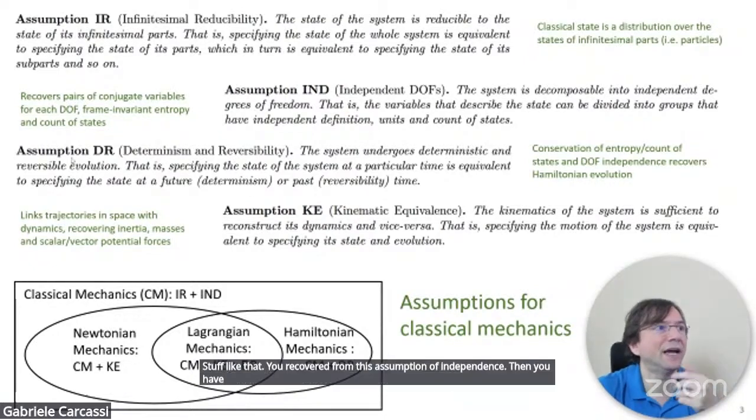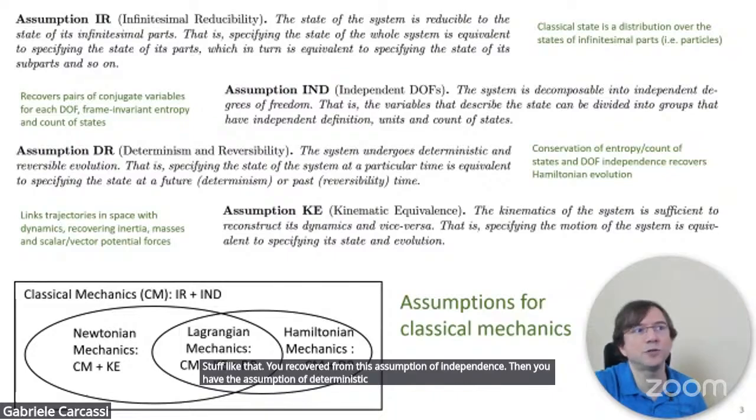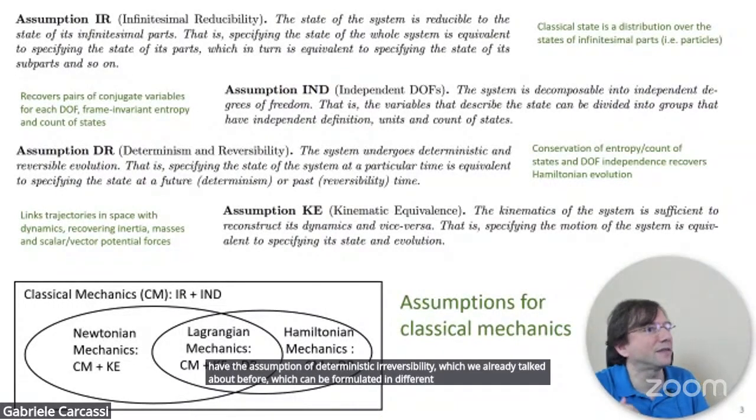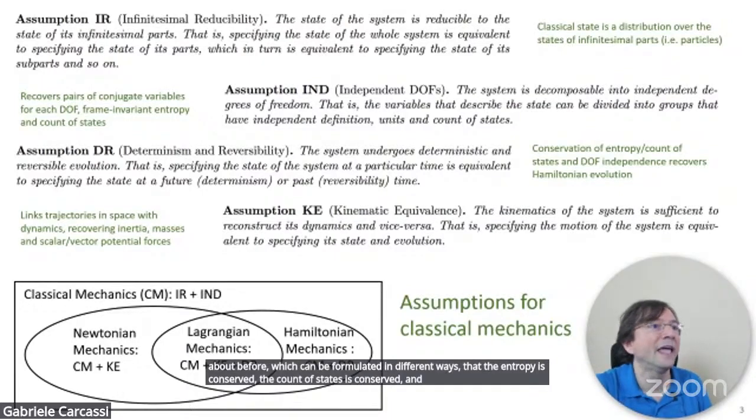Then you have the assumption of deterministic reversibility, which we already talked about before, which can be formulated in different ways: that the entropy is conserved, the count of states is conserved, and so on. And if you take this assumption together with the first two, then you're going to recover Hamiltonian evolution.